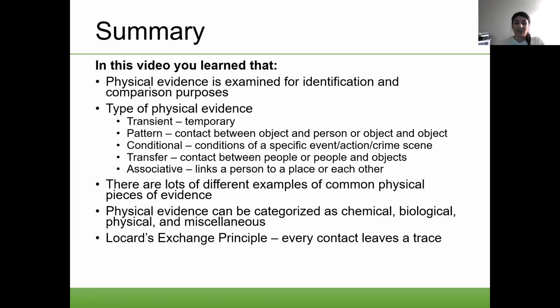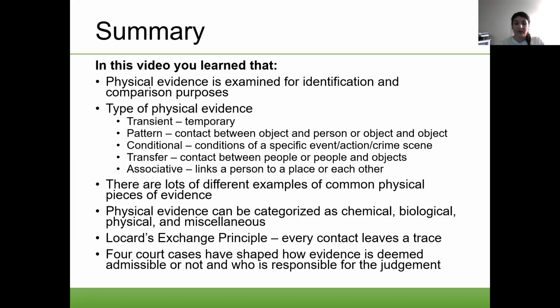And Locard's exchange principle, that every contact leaves a trace. This is very important in trace evidence. And that there are 4 court cases that shaped how evidence is deemed admissible or not in court, and who is responsible for the judgment, which is the judge.